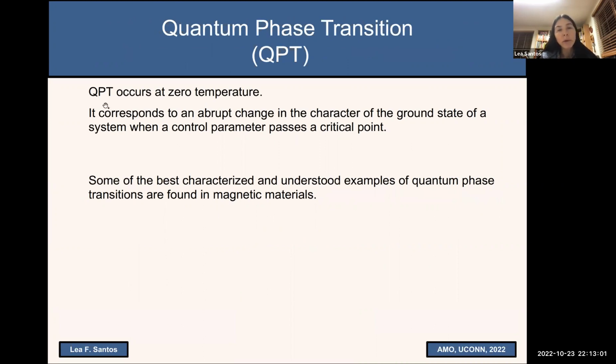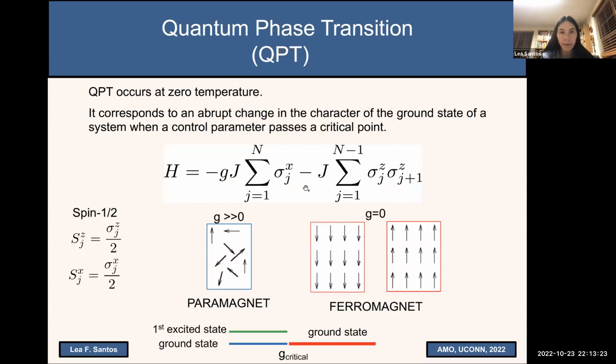Right? So a quantum phase transition is a change that happens in the ground state of a system, an abrupt change that happens in this ground state as we vary a parameter of the Hamiltonian. And so it's a change that happens at zero temperature. There are different systems that present QPTs, quantum phase transitions, such as magnetic materials. So let's see an example.